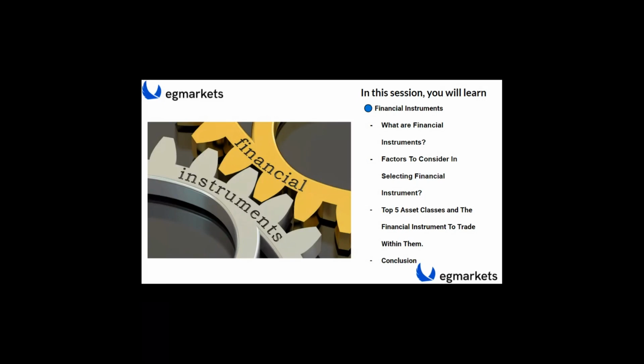Exactly. Currency gives value to money. Now that is basically what financial instruments are. And when we say financial instruments, that's where we talk about forex, stocks, indices, cryptos, commodities, and all.